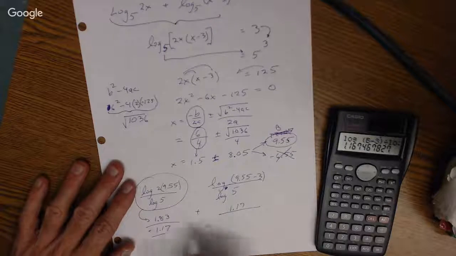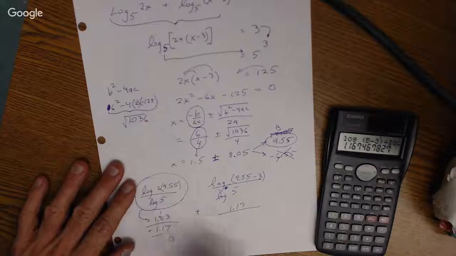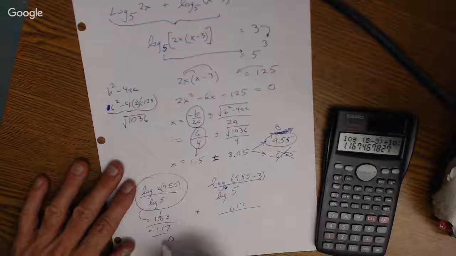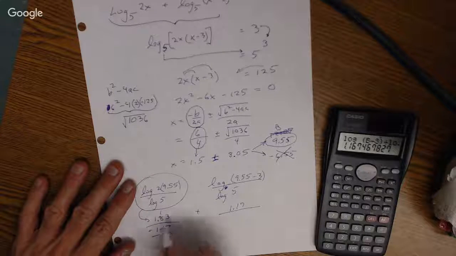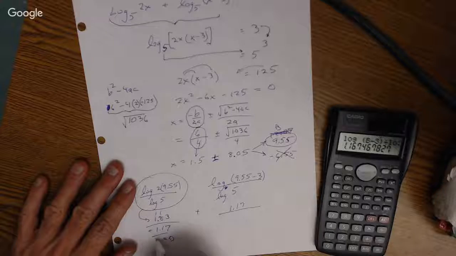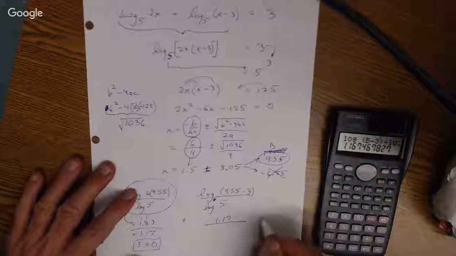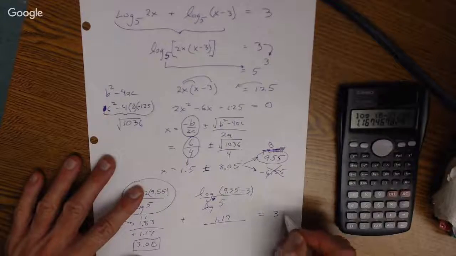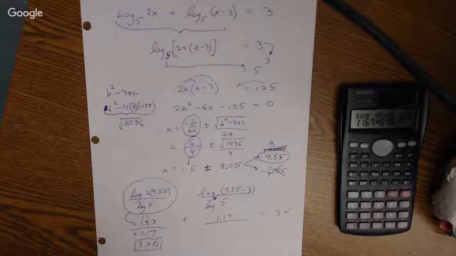1.17, 1.83, and 3 and 7 is 0. I carry a 1. 1 and 8 and 1 is 10. I carry a 1 again. 1 and 1 and 1 is 3. So these two numbers do add up to 3, and I get a good check for my problem.